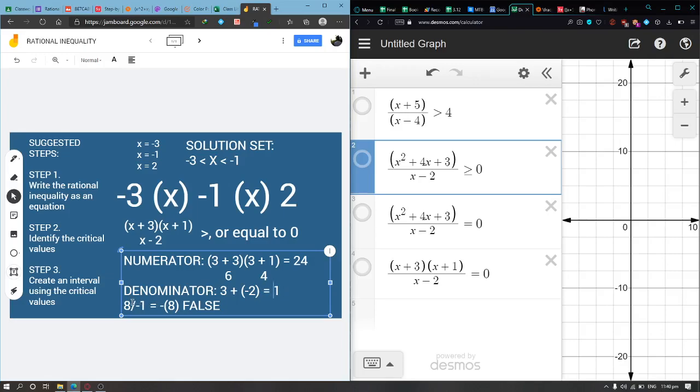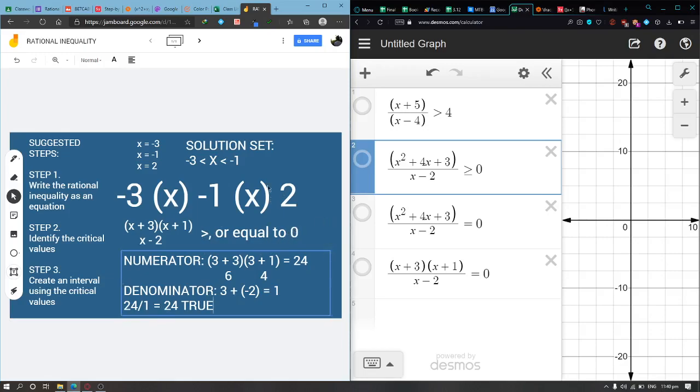So, what is our numerator? It is 24. What is our denominator? Positive 1. So, 24 divided by 1 is equal to 24. Is 24 greater than or equal to 0? The correct answer is, it is true, because 24 is greater than 0.